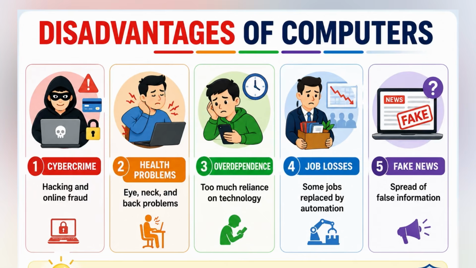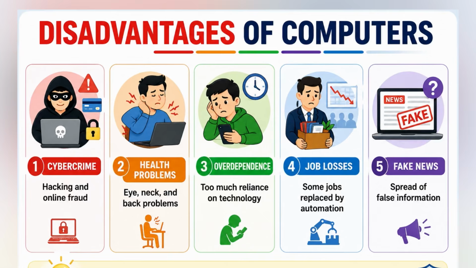Computers have also changed the workplace. While they help people work faster, some jobs that were once done by people are now performed by machines and automated systems. And finally, not everything we see online is true. False information, often called fake news, can spread very quickly through digital platforms. So, the key message here is simple. Computers are powerful and useful tools, but we must learn to use them wisely.